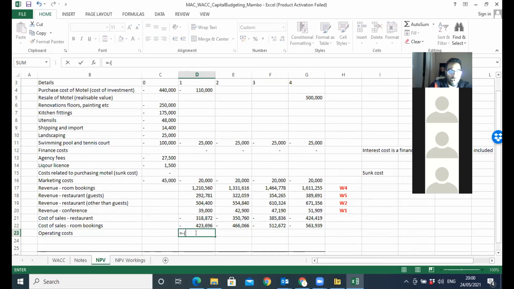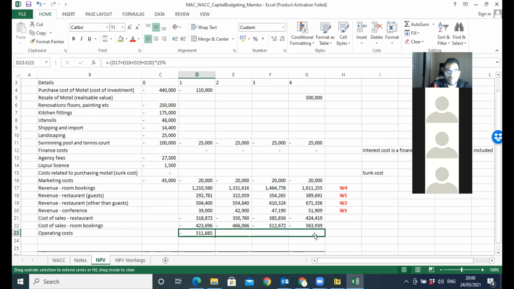So it is negative. So all revenue, it is that plus that, plus that, plus that, and I'm going to multiply by 25%. It's negative because it's an outflow, it's a cost.